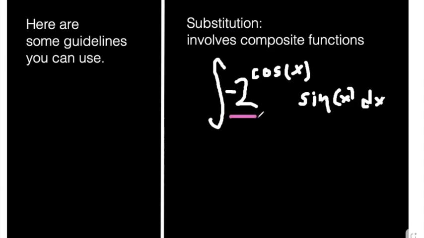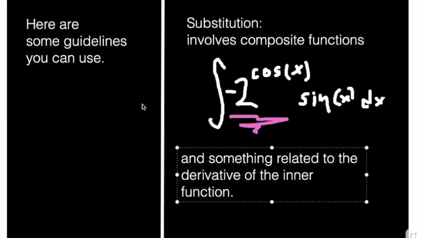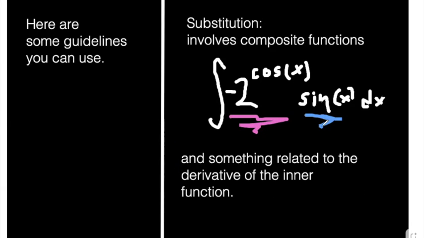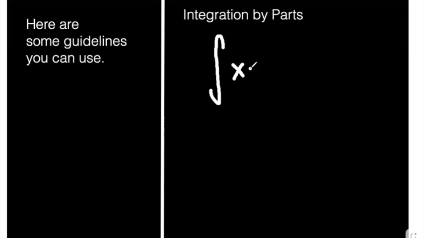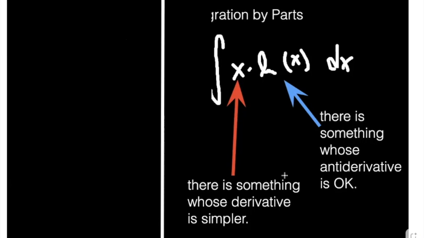Another example is the antiderivative of negative 2 raised to the cosine of x times sine of x. The 2 raised to the cosine of x is a composite function, and the negative sine of x is related to the derivative of cosine of x. However, we might not recognize that derivative right away. The basic pattern for integration by parts is when there is a piece in the expression whose derivative is simpler than the original, and another piece whose antiderivative is not so complicated.